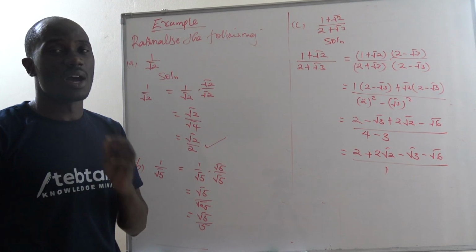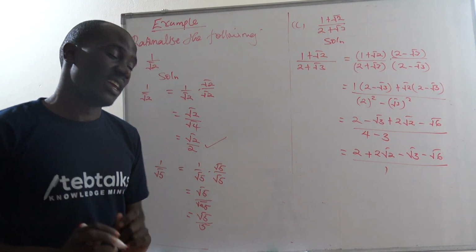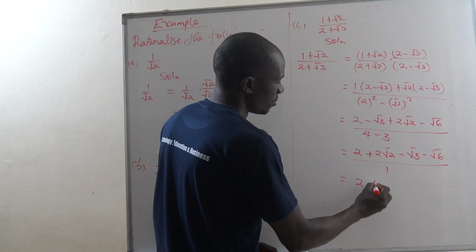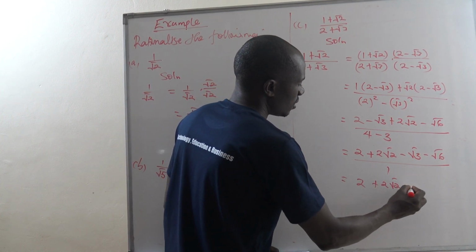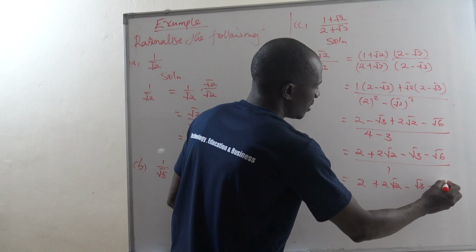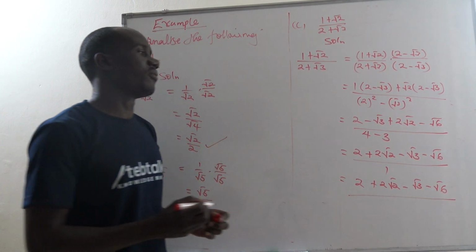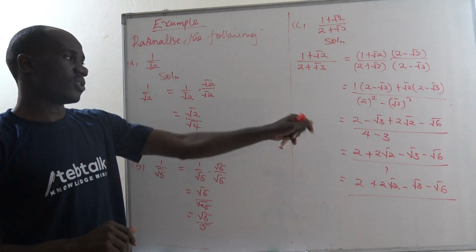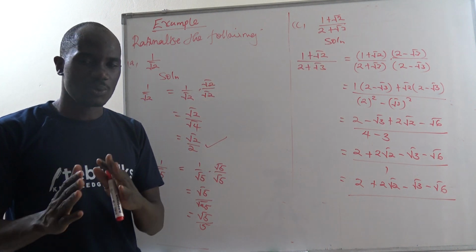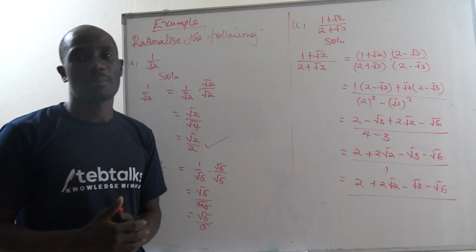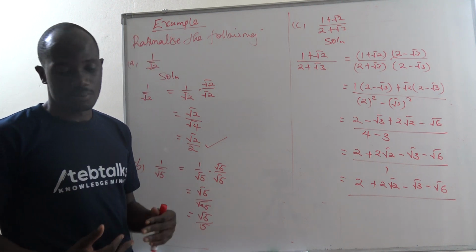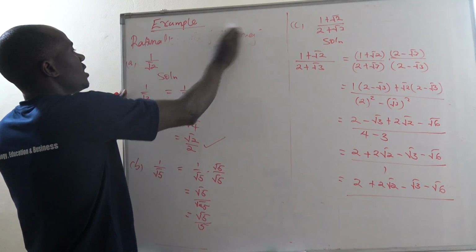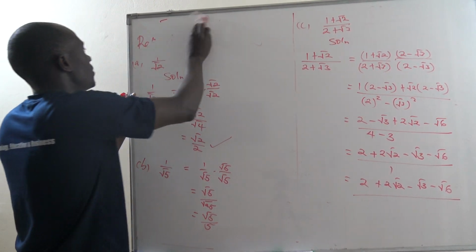Now, anything divided by 1 is the same as that very number which is there. So what are we getting now? We are getting 2 plus 2 root 2 minus root 3 minus root 6. I've got my exact answer. That's how we do rationalization. Always follow the steps. What is important for you is how to multiply. But if you don't get involved with multiplying, then you are going to get problems as you get more and more examples.